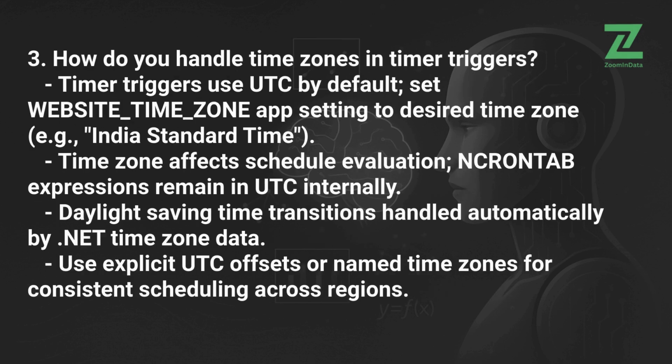3. How do you handle time zones in timer triggers? Timer triggers use UTC by default. Set website_time_zone app setting to desired time zone, e.g., India Standard Time. Time zone affects schedule evaluation. NCRONTAB expressions remain in UTC internally. Daylight saving time transitions handled automatically by .NET time zone data. Use explicit UTC offsets or named time zones for consistent scheduling across regions.